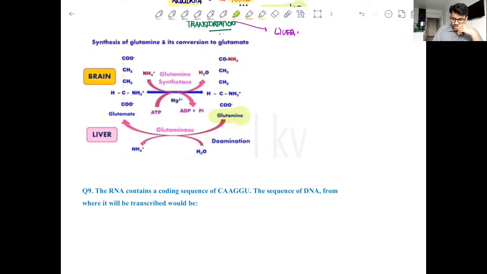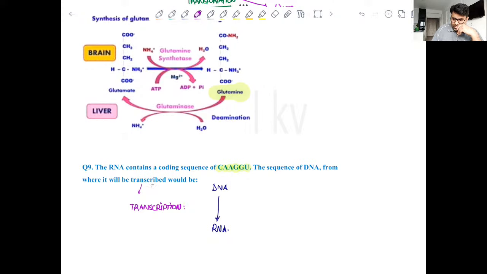Now moving forward, the RNA contains a coding sequence as CAAGGU. The sequence of DNA from where it will be transcribed would be. Now what is this word transcribed? Transcribed is taken from the word transcription, and transcription means DNA to RNA. Clear? So DNA to RNA, or you can say synthesis of RNA from DNA, that process is known as transcription. This is one thing, right?